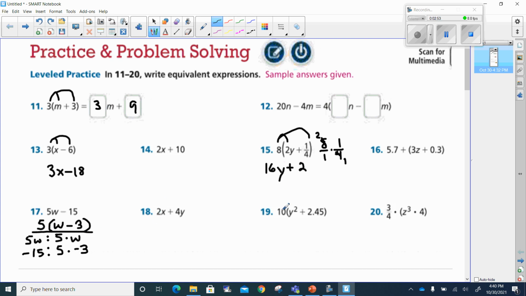All right, I got number 19 now. 10 times y to the second power will be 10 times y to the second power. And 10 times 2.45, well, all I know is when I multiply anything by 10, I move the decimal over 1. So that'll be 24.5. All right, let's keep on moving on.